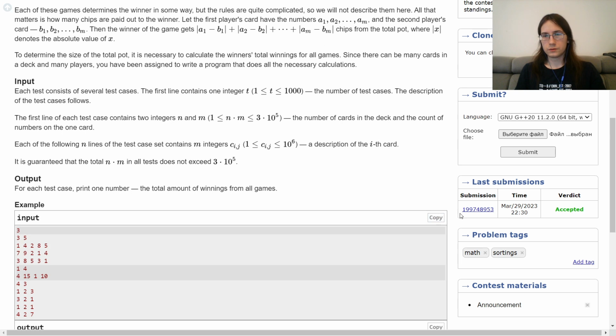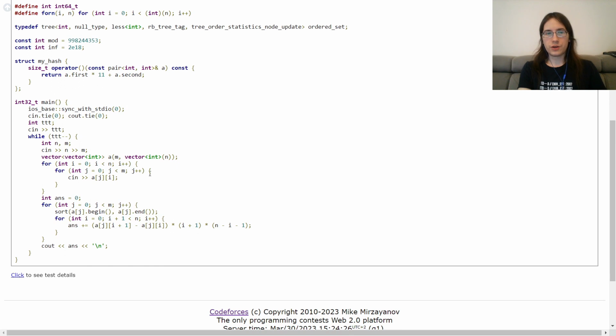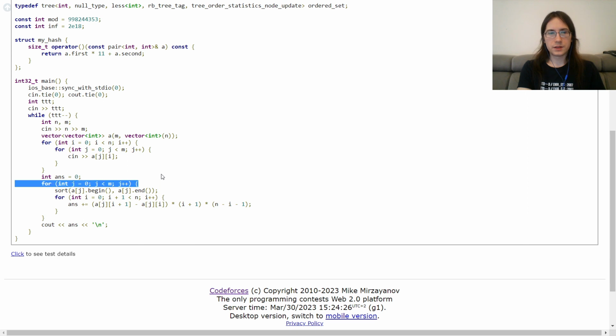Let's look at the implementation. So here I initially read this array having columns and rows swapped. So my first coordinate is j and the second coordinate is i. Then I fix a column, I sort its values, and then for every neighboring pair, I take the distance between this neighboring pair times the number of ways to pick a point left of this pair times the number of ways to pick a point right of this pair. And then I sum it all up and output.